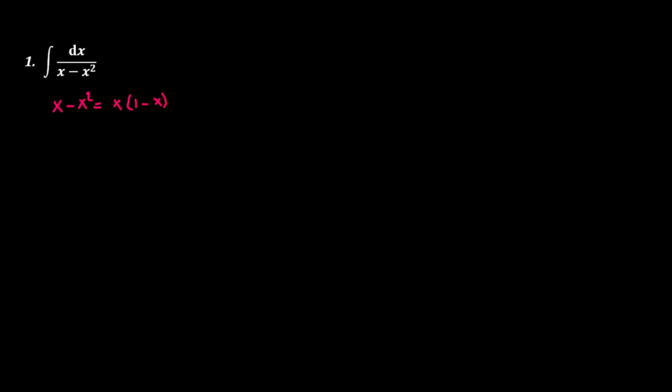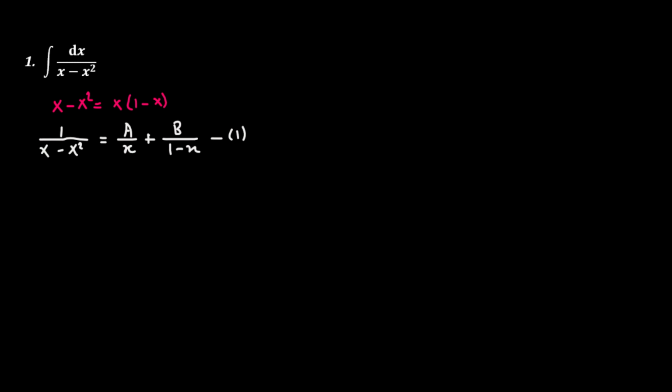Because of that, we should include one partial fraction for each factor and write 1 over x minus x squared as a over x plus b over x minus 1. That is equation number 1, where a and b are constants that are to be determined.